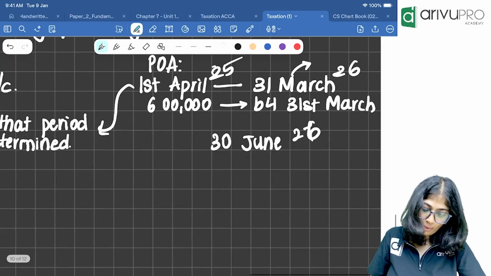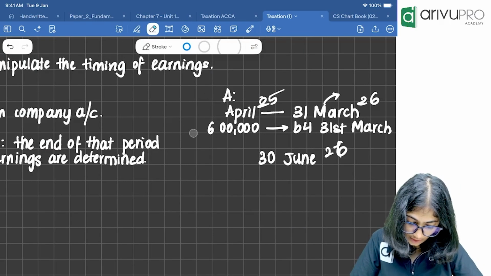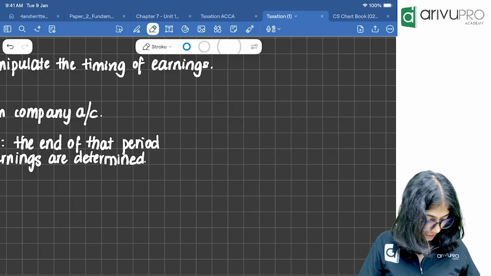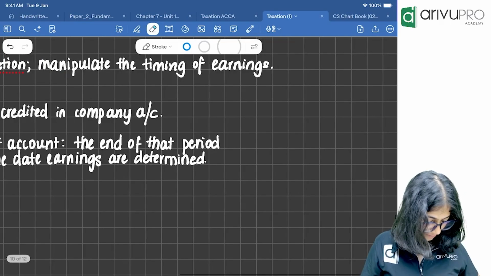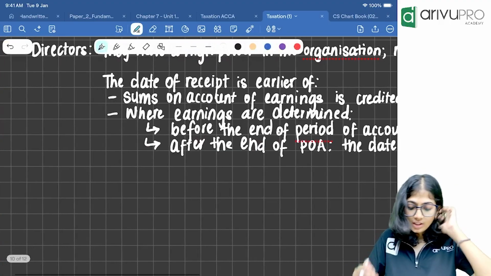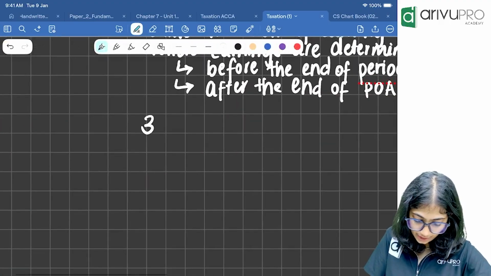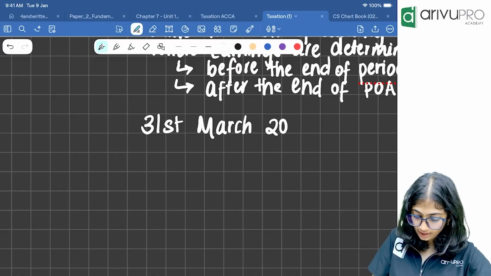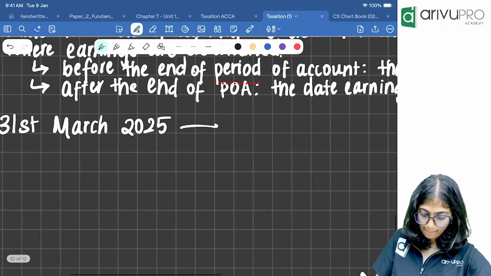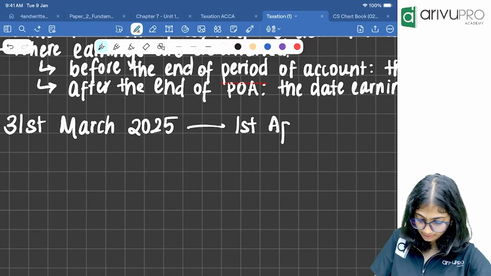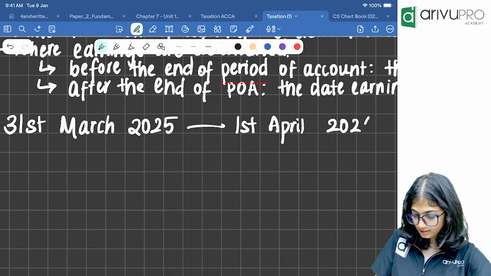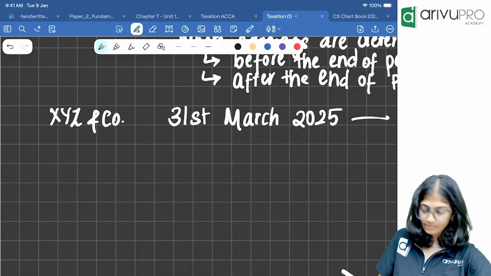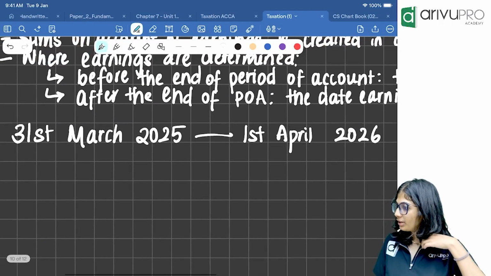Let's give one example. Let's give a nice little example. Now, what's going to happen here? Let's look at it. Let's say the period of account is 1st April 2025 to 31st March 2026. This is company XYZ. This is your period of account.